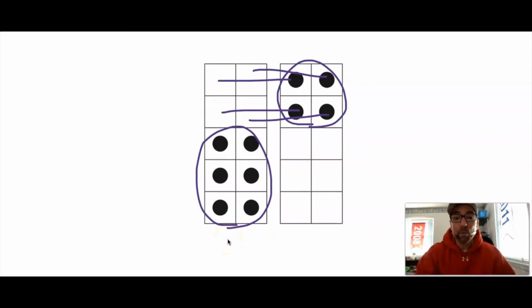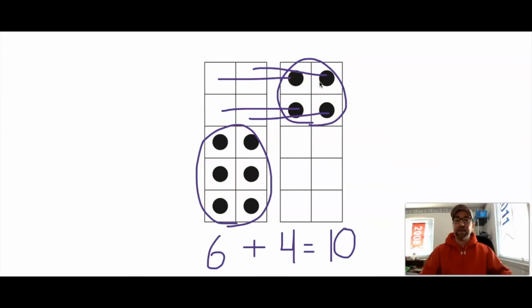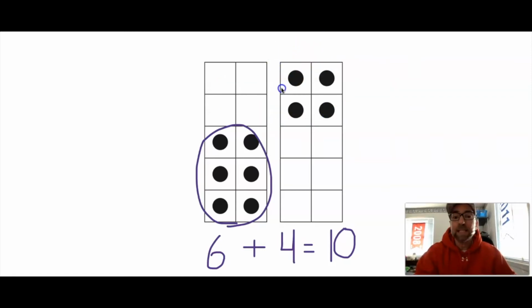So on our whiteboard, we might want to write 6 plus 4 equals 10. Now we can count them all. 1, 2, 3, 4, 5, 6. 1, 2, 3, 4. 6, 7, 8, 9, 10. We could fill the entire 10 frame just by sliding over the 4 dots. Oh, awesome job. All right, erase your whiteboard if you have to.